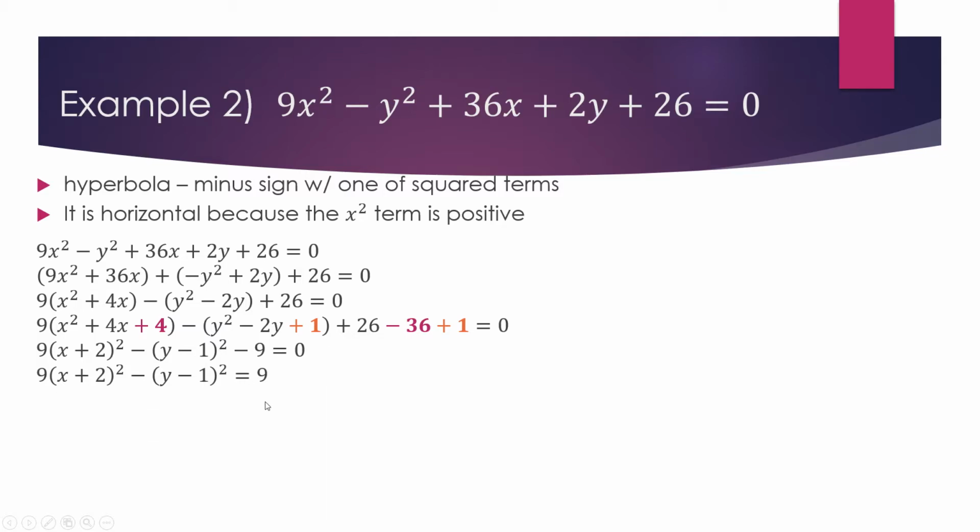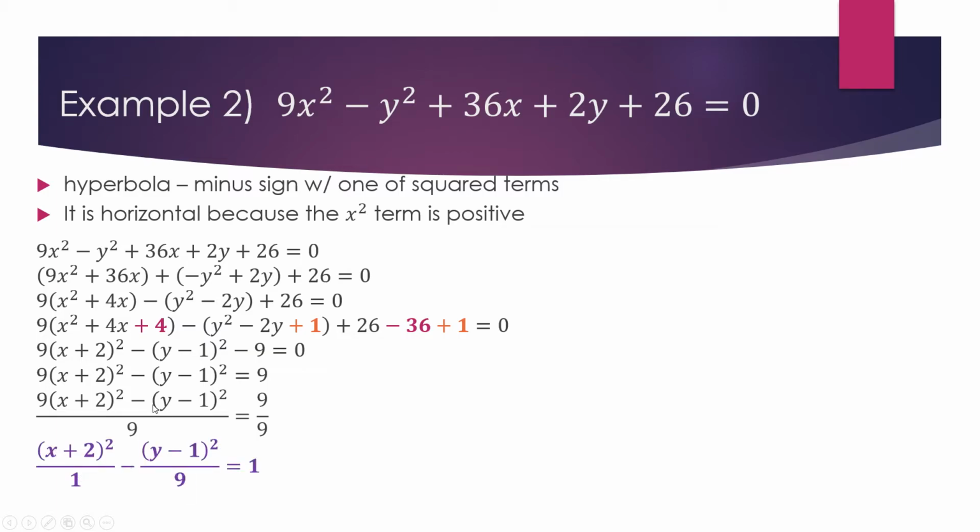Our last step, since we want to get one side to equal 1, is going to be to divide everything by 9. 9 goes into 9 one time. 1 goes into 9 9 times, and 9 divided by 9 is 1. So our equation in standard form is the quantity x plus 2 squared over 1 minus the quantity y minus 1 squared over 9 is equal to 1.